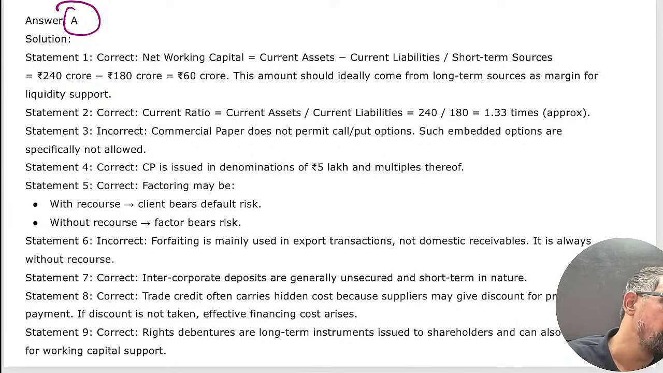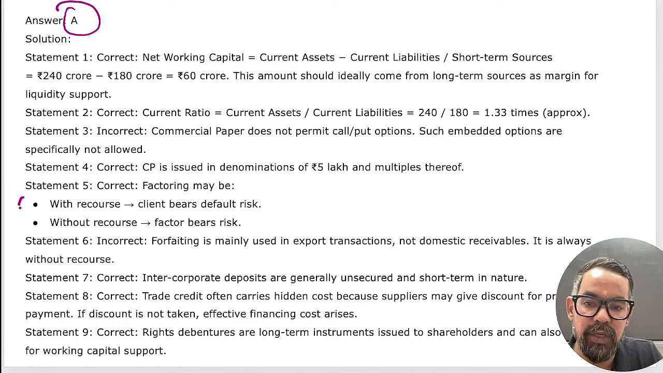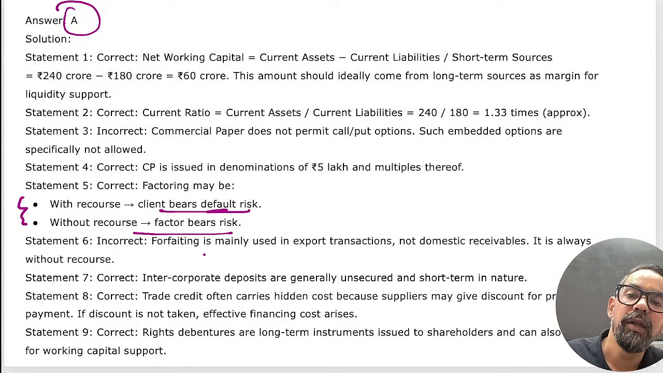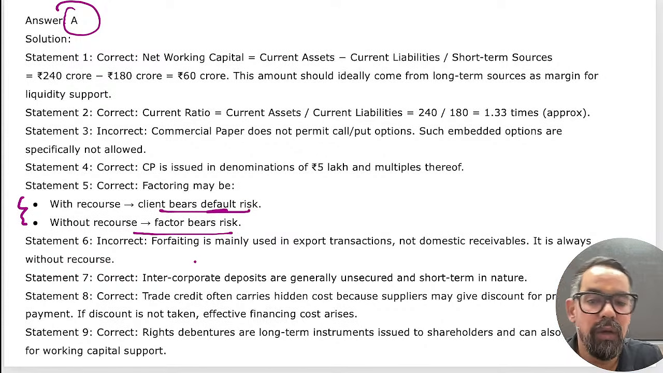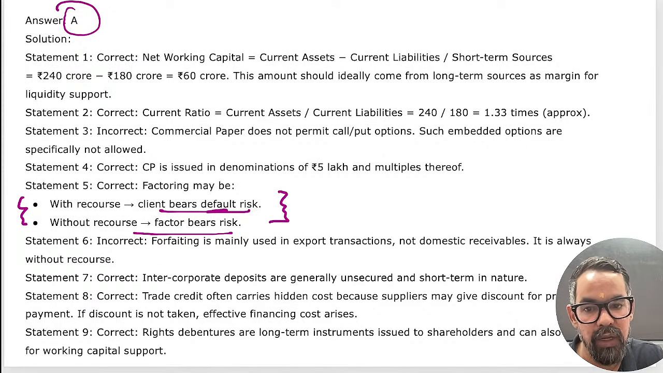With and without recourse. With recourse means basically it is backed by some security where in case of default the client whoever is discounting the bill will be responsible. Without recourse means, as it is also mentioned here, the client does not bear the default risk. In case of without recourse, the factor, meaning the bank, will bear the risk itself. Here it is perfectly defined also. Next one.